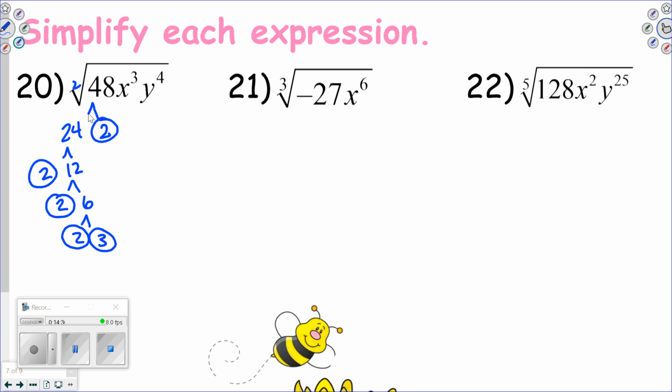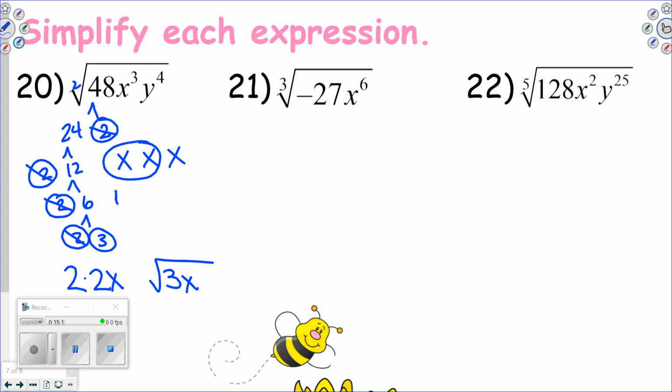What's the index? So I'm looking for groups of 2. So I have a pair of 2s. I got another pair of 2s. And what do I do with that single 3? It goes back under the radical. Notice I left a space for a reason, because I have variables up there. Now, x cubed means I have 3 x's. So how many are in a group? 2. So if these two are in a group, that means there's one that comes out, right? And then what do I do with the one left over? Put it under the radical.